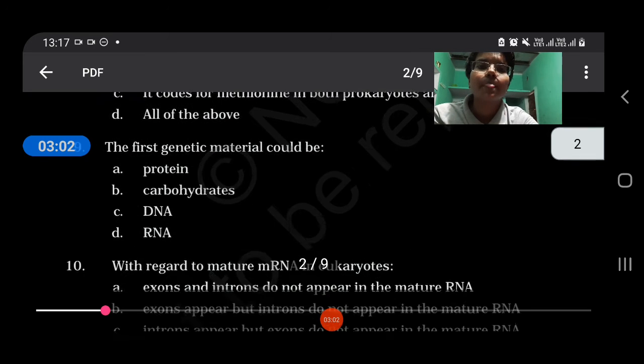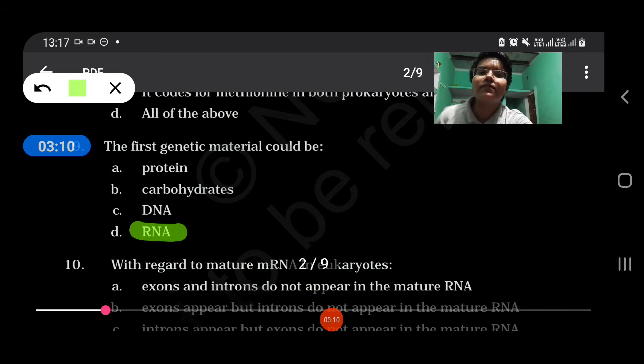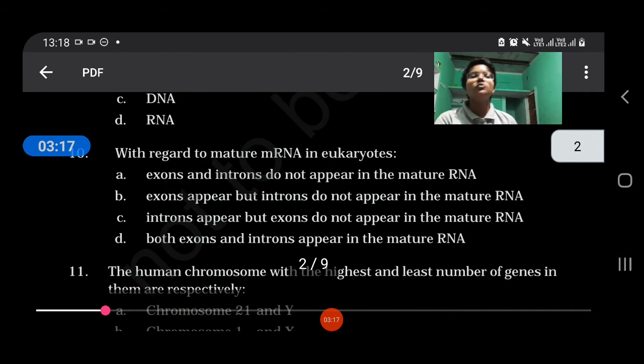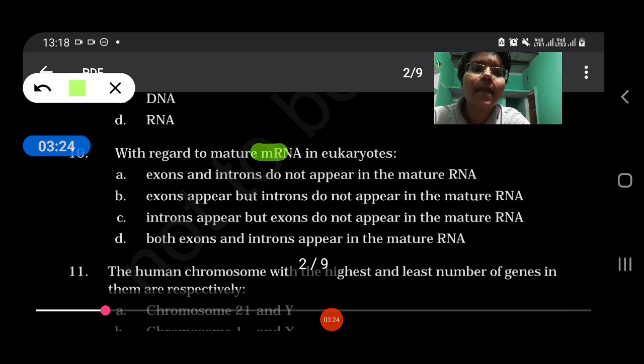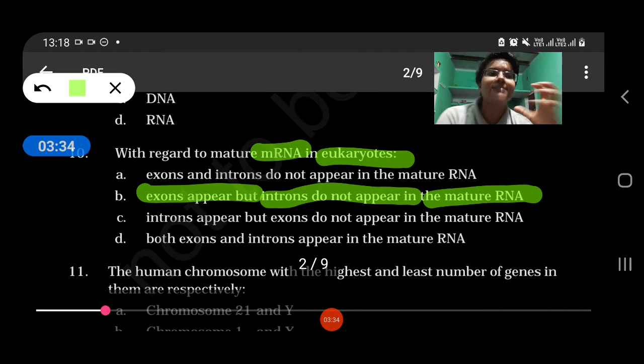Okay. The first genetic material could be, as we know that RNA is the first genetic material and it is the most primitive one. So the answer goes to RNA. Okay. With regard to mature mRNA in eukaryotes, exons appear but introns do not appear in the mature RNA as it goes through splicing. Okay.